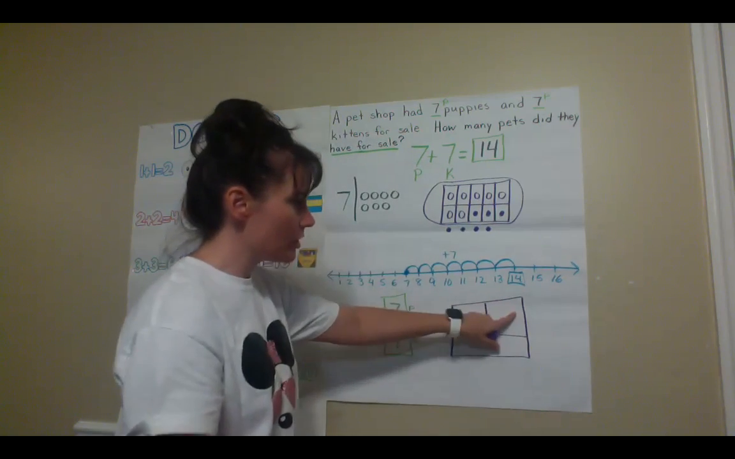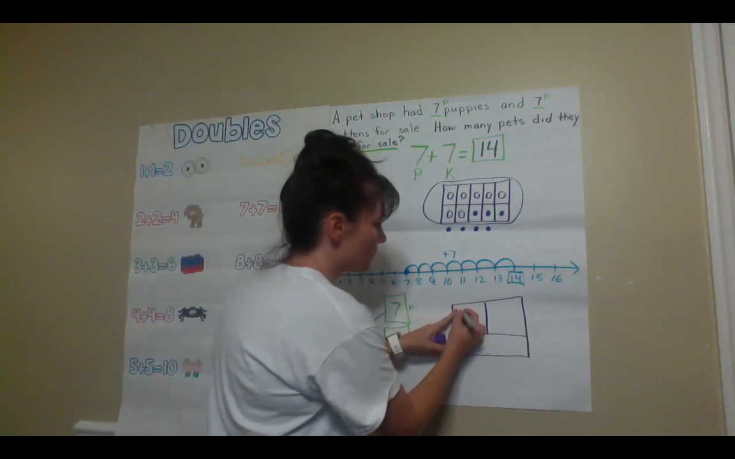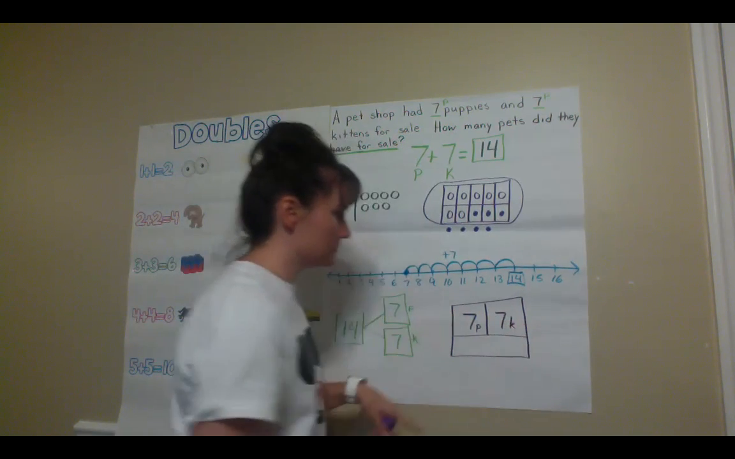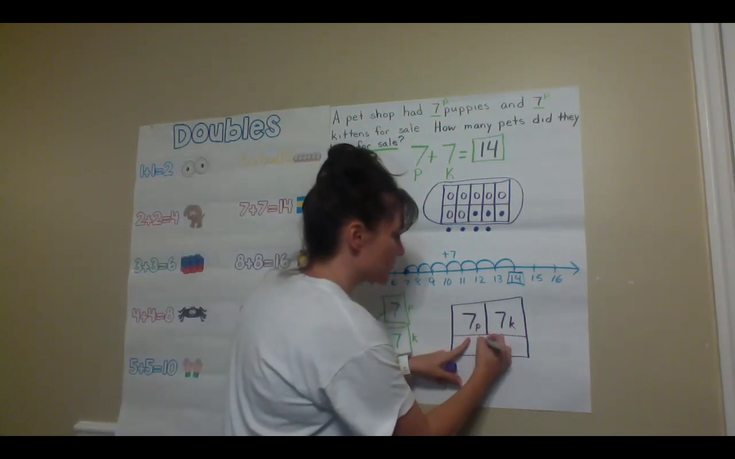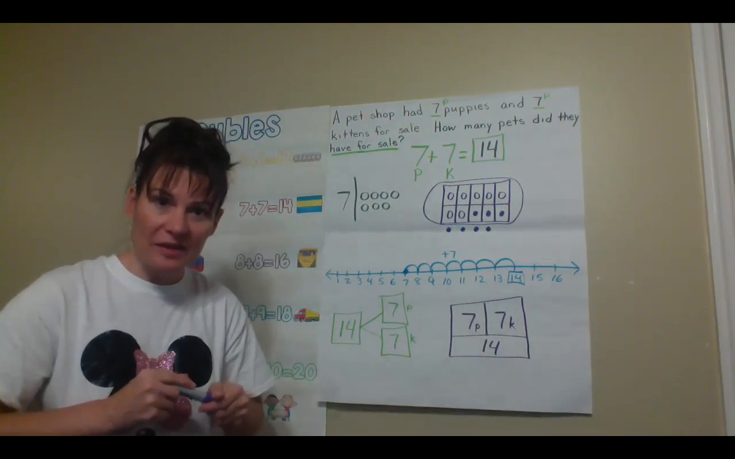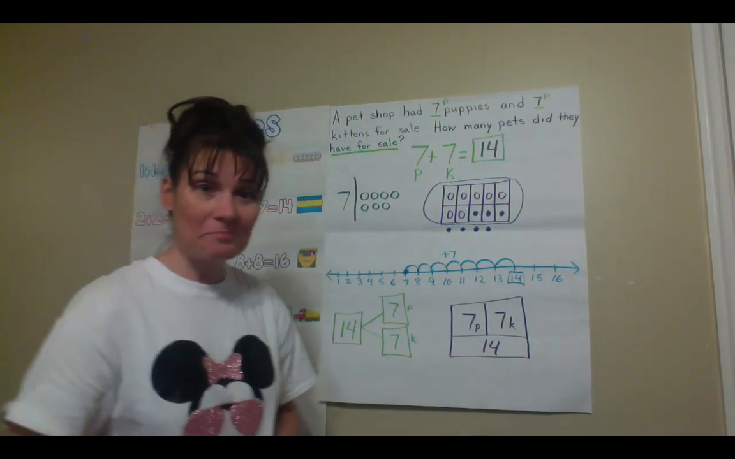I know my 2 parts go together to make my whole. I knew there were 7 puppies and 7 kittens. And I know 7 plus 7 equals 14. Great job, mathematicians. Go ahead and get ready for your next problem.